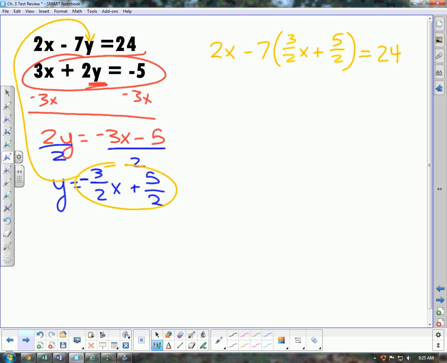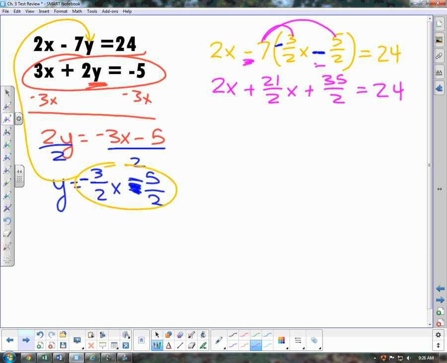So therefore this should be a negative 3 and a negative 5 halves, which now is going to change our equation over here to a negative 3 minus 5 halves. Hopefully you caught that little mistake earlier and were wondering what the heck I was doing. Now that we have this correct, we can move on. Distributing the negative 7 to both of those two things, it is going to be 2x plus 21 over 2x plus 35 over 2 equals 24, because we're taking a negative times a negative in both cases.